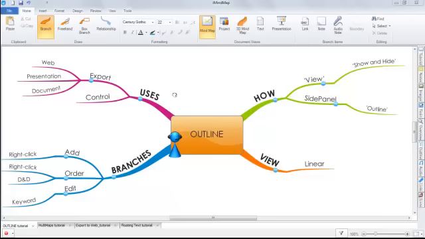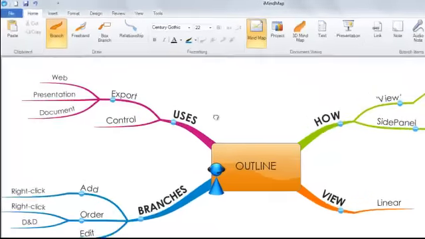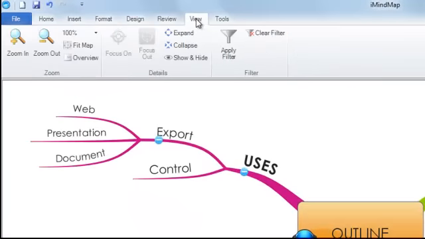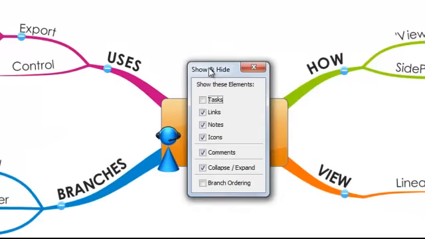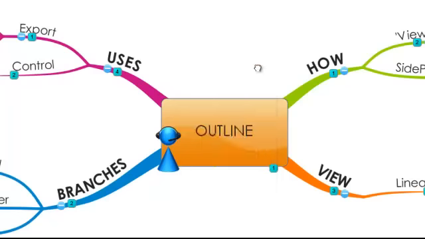Now within iMindMap, under the View menu in both Mac and Windows, you'll see the option Show and Hide. If you click this, the Show and Hide dialog box will appear. At the bottom, you can see an option labelled Branch Ordering. We'll tick this to turn this on. Okay, I'm just going to hide this. You can now see lots of little squares with numbers on my mind map. This is the order in which I drew this mind map.